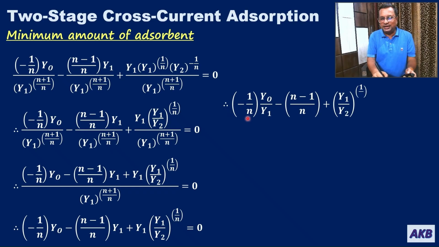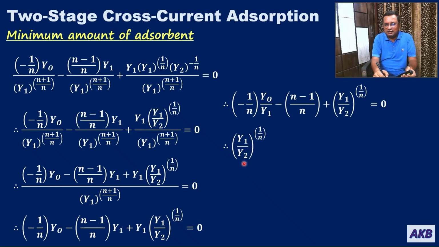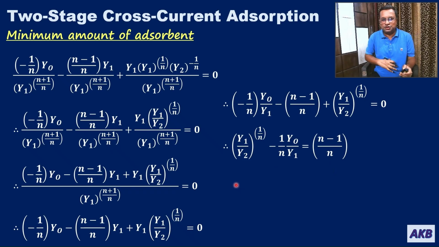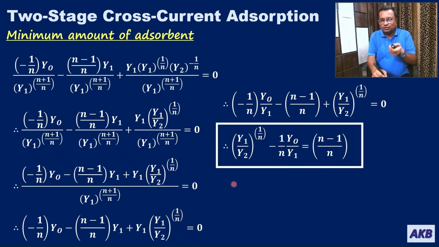So it is minus 1/n capital Y0 by capital Y1 minus (n minus 1)/n plus (capital Y1 by capital Y2) raised to 1/n. So I have divided with Y1 throughout the equation. And in the next step, I will simplify this. So it will be (capital Y1 by capital Y2) raised to 1/n minus 1/n into capital Y0 by capital Y1, that is equal to (n minus 1) divided by n. And that is the final equation. The objective was to get this equation.